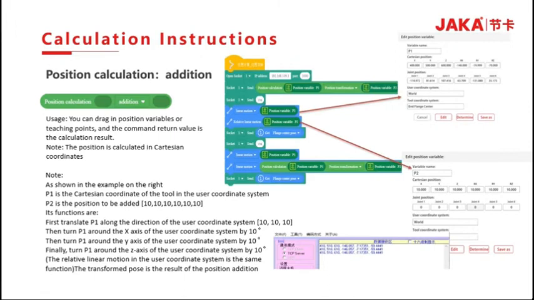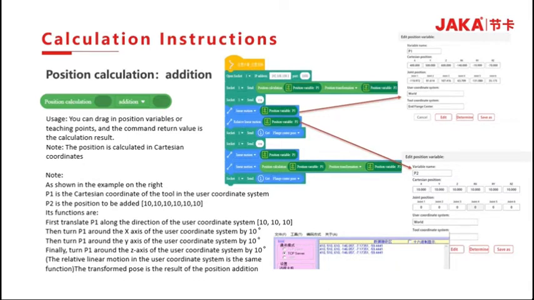Position addition command. Position variable or teaching point can be dragged in, and the command return value is a calculation result. Look at the program example on the right. First, open the socket communication. The socket sends the result of the position calculation.